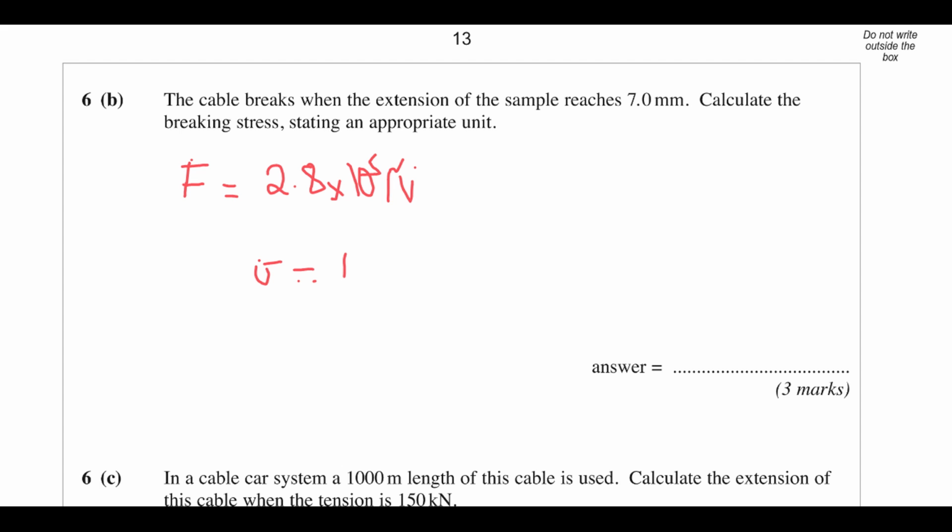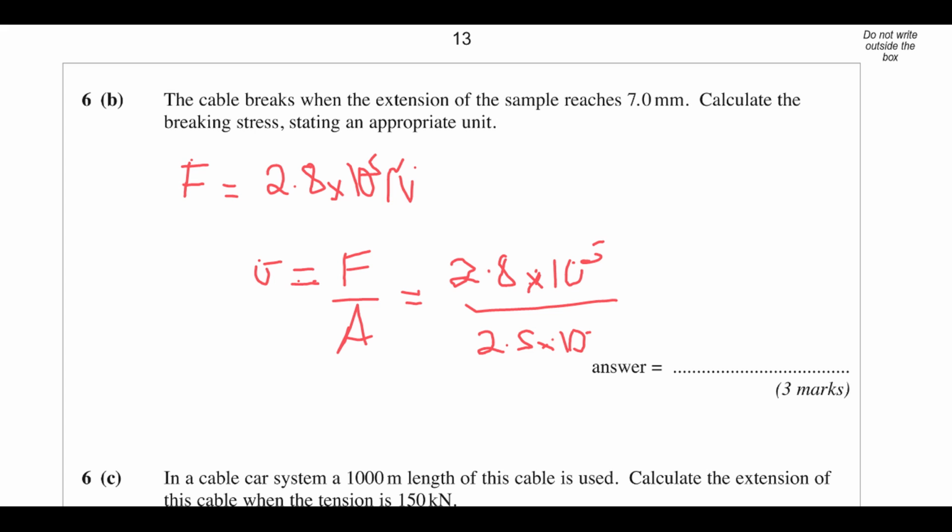Stress is force divided by area. We were given the area right at the beginning of the question. So 2.8 times 10 to the 5, divided by 2.5 times 10 to the minus 3, giving us an answer of 1.1 times 10 to the 8 newtons per meter squared, or you can give that as pascals if you want to. Those are the same thing.